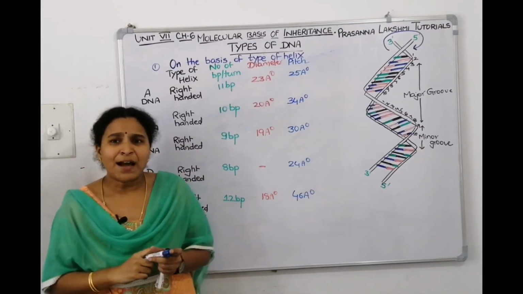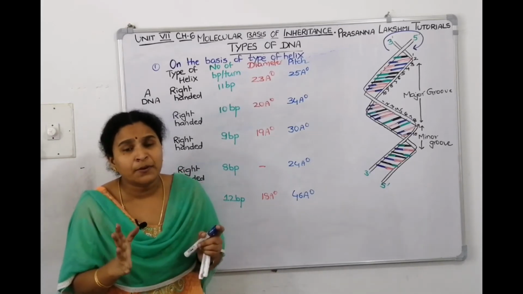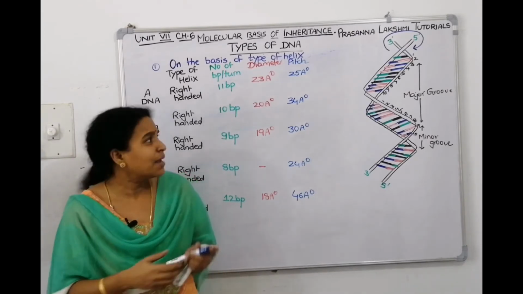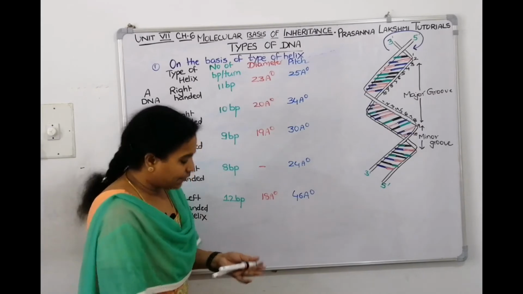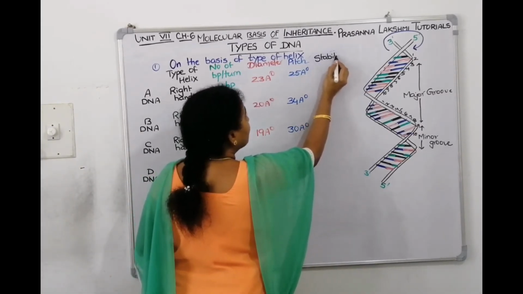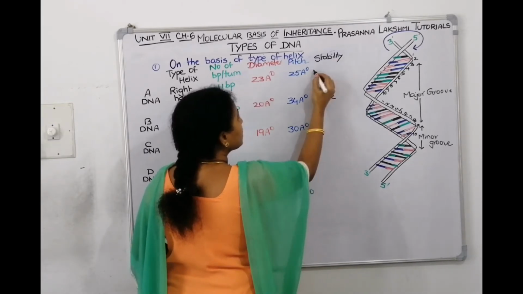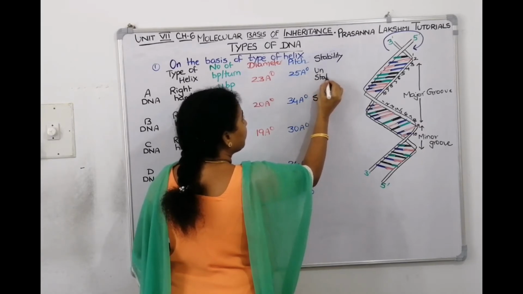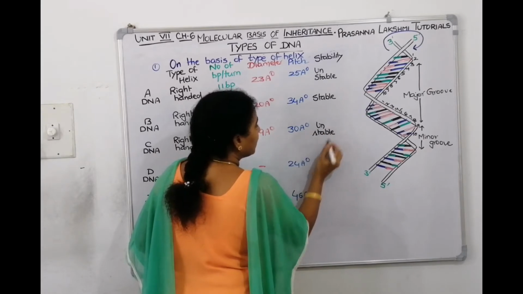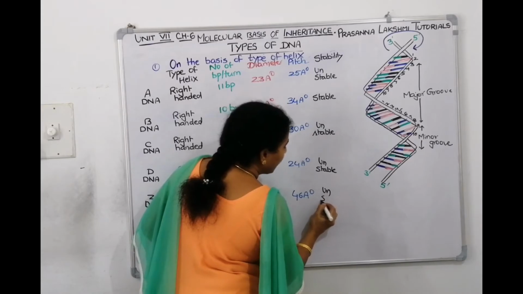Understood? Then, if we have to see which is stable and which is unstable, I already told you, B-DNA is the most stable form of DNA. Then A-DNA, C-DNA, D-DNA, Z-DNA are unstable DNAs only. In terms of stability, we have to write: this is the only stable form. Then for this, just write unstable. For all others also, repeat the same, unstable form.